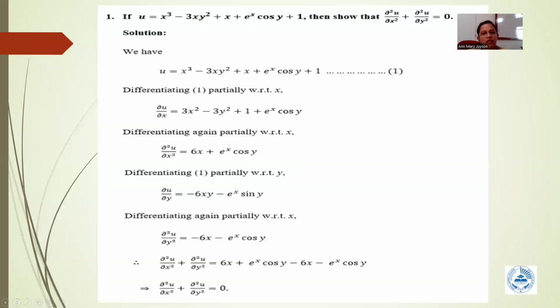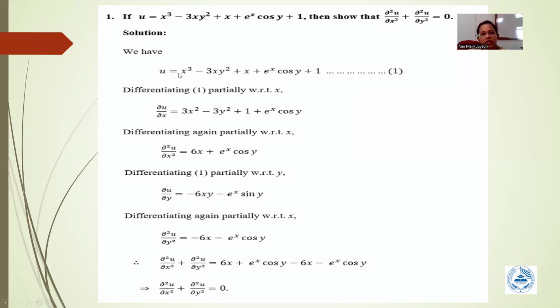Let us take an example. If u equal to a function of x and y, and we are asked to show that this expression is true. The first step is when we start writing the solution, we rewrite what is given as u, then we do ∂u/∂x, that is we partially differentiate u with respect to x. Understand, when we do this, we keep x as a variable and y as a constant here.